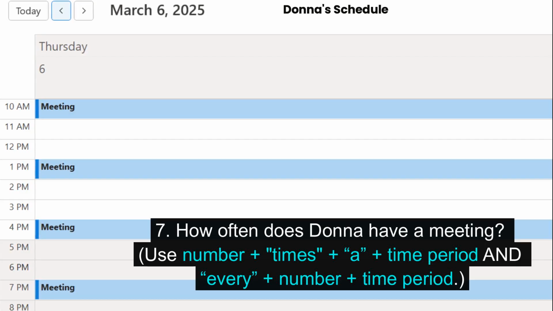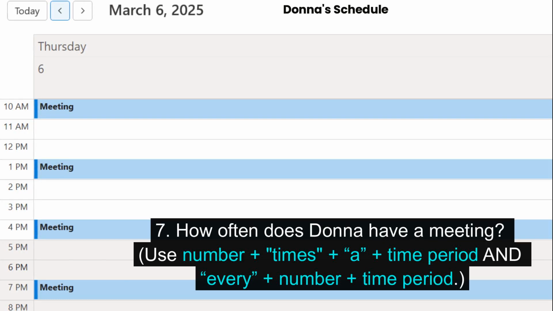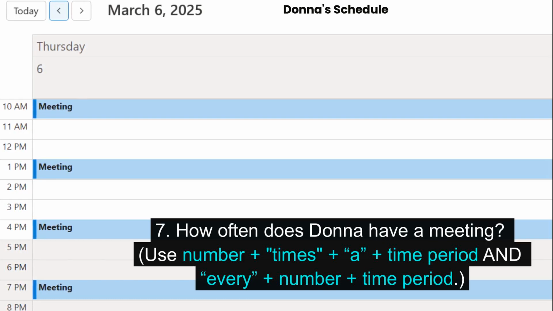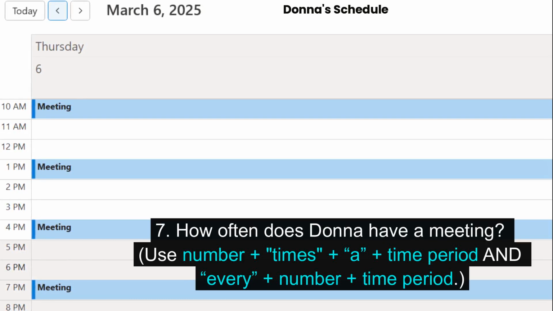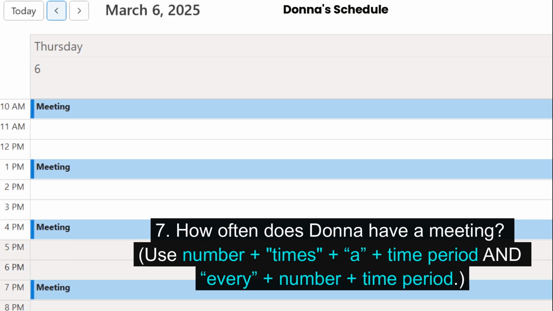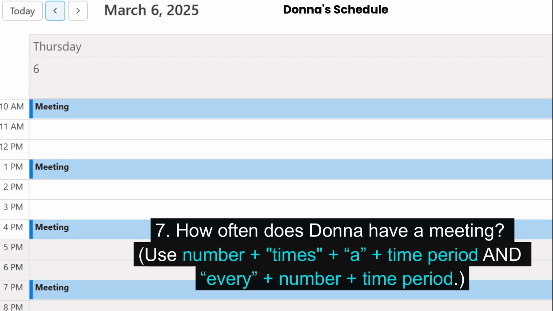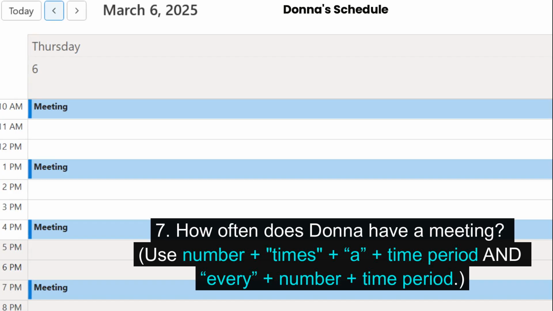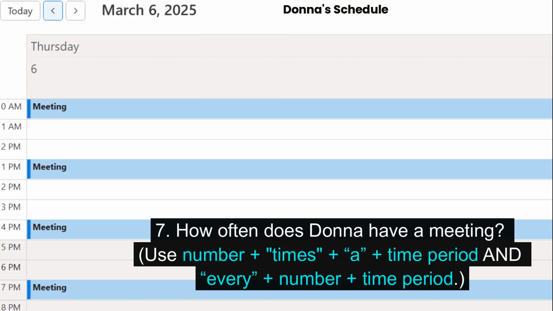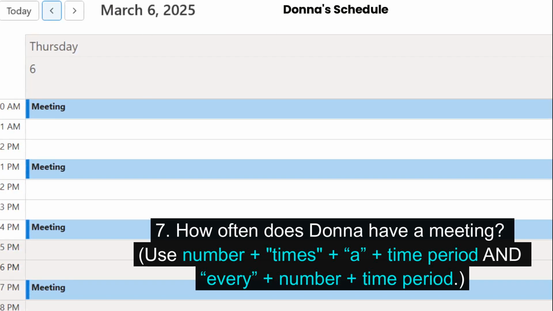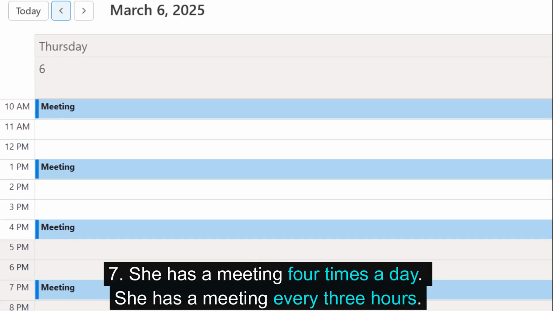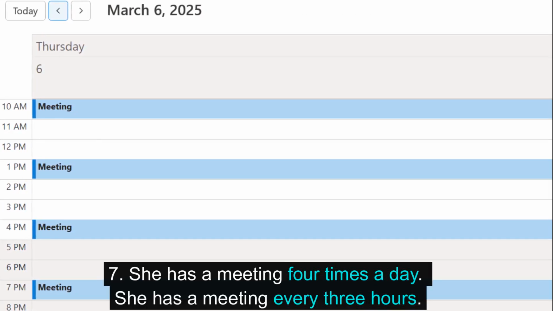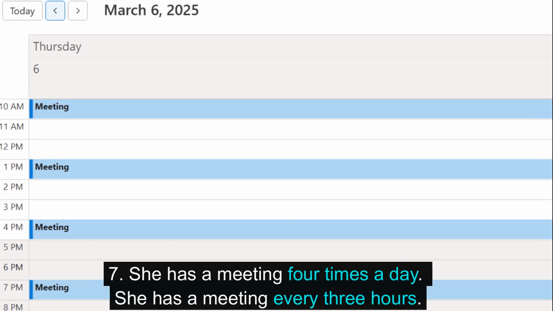7. How often does Donna have a meeting? Use number plus times plus a plus time period and every plus number plus time period. 7. She has a meeting 4 times a day. She has a meeting every 3 hours.